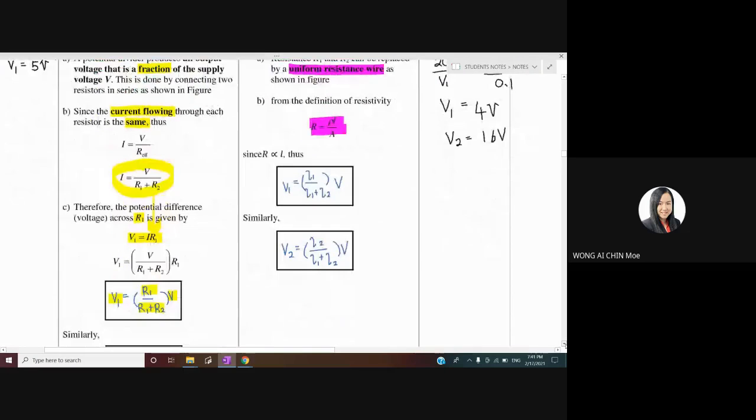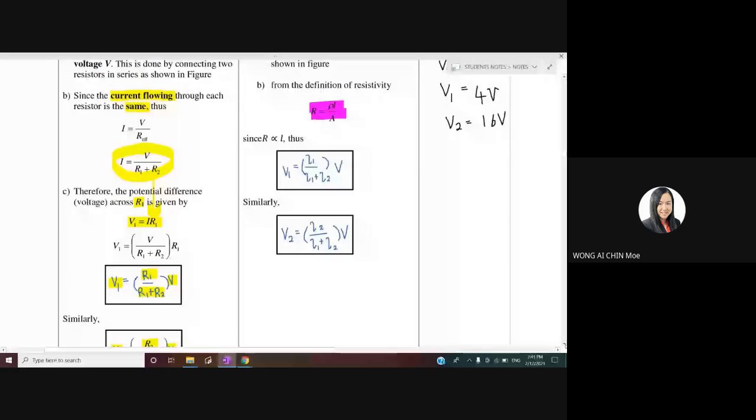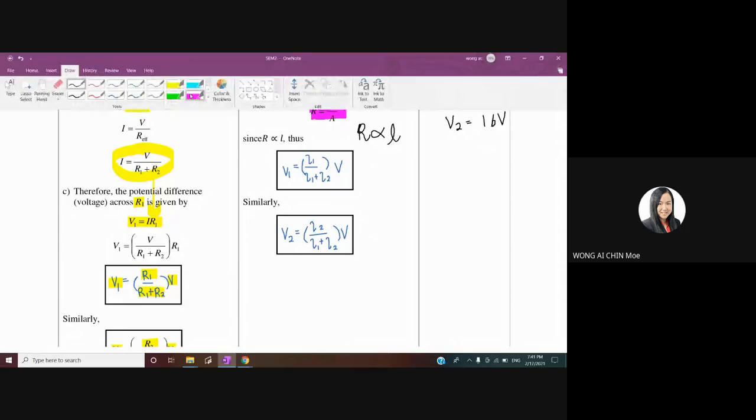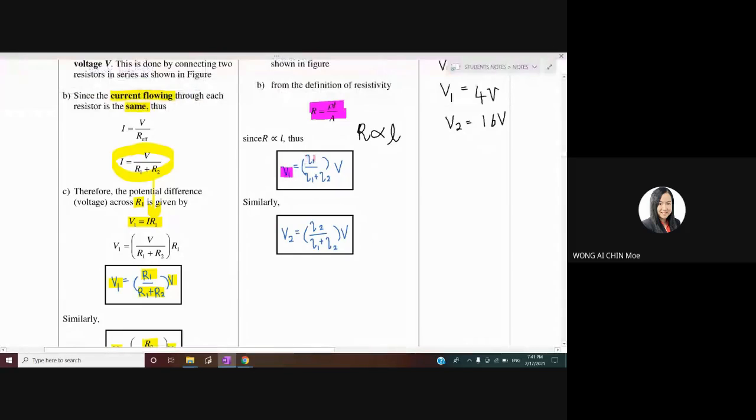So thus, we also can write it as, since your R is directly proportional to the length, assuming that we are using the same material, meaning the resistivity is the same because same material and same area. So your R is directly proportional to the length. Okay, we can do a ratio. So if, let's say, you want to find V1, you must take L1 over L total times your V total. If you want V2, it equals L2 over L total times your V total.